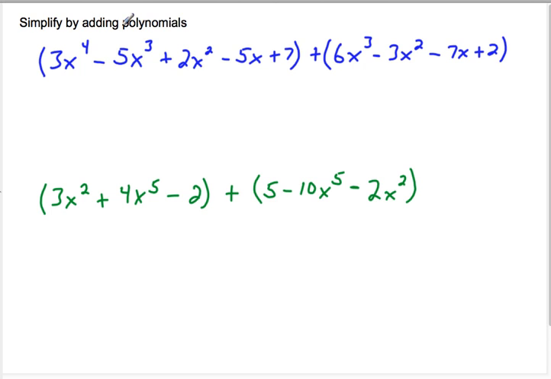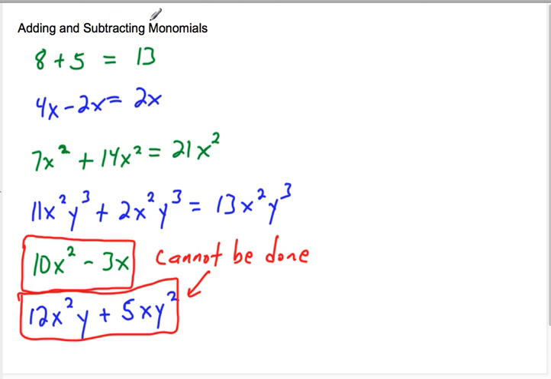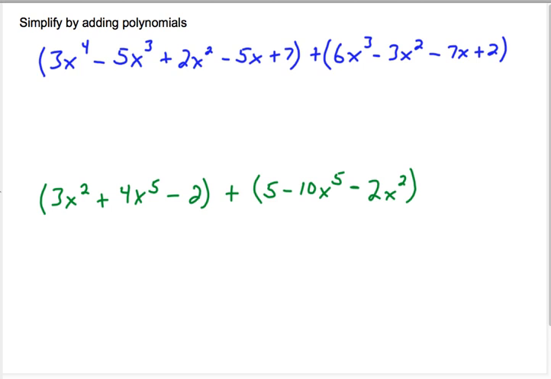Alright, simplifying by adding polynomials. When you have these 2 big polynomials, and you know there's 2 of them because I have them in parentheses here, here's one of them and here's the other. We're going to add these together, so we combine like terms, which are monomials that have the same variables and degree, so they can be added or subtracted. These are like terms, these are like terms, and these are not, so these could not be added or subtracted.